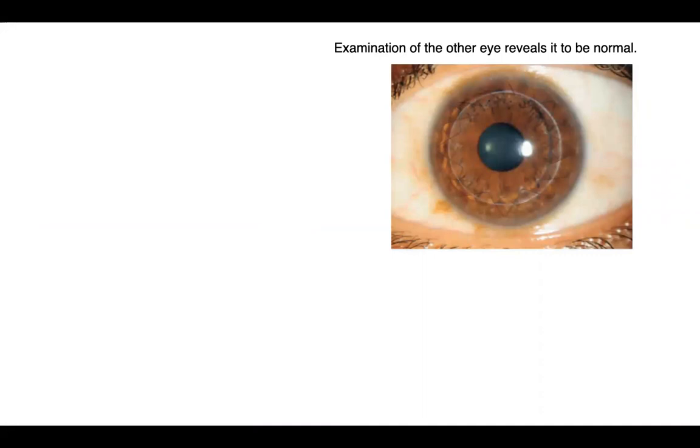Maybe the limbus is a little bit pigmented. Could be VKC, keratoconus. I don't know, actually. Yeah, it could be. So we cannot judge from this picture, but the other eye is normal. So maybe it's not keratoconus. Okay.